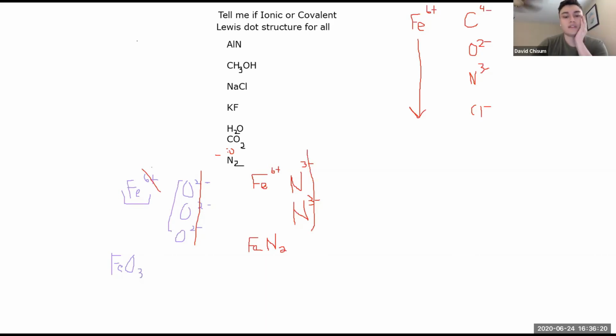So to balance out Fe 6+ and N3-, you would need another N3- to balance out the Fe 6+. If you add N3- with another N3-, it'll be N 6-. And then if you combine them all together, it'll be FeN2 to balance each other out and equal 0. Do you guys all agree with that? Yes. Okay.